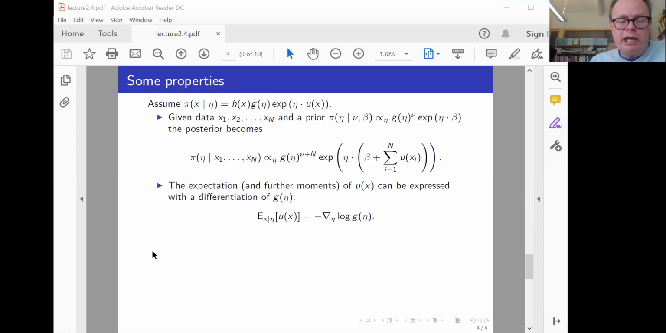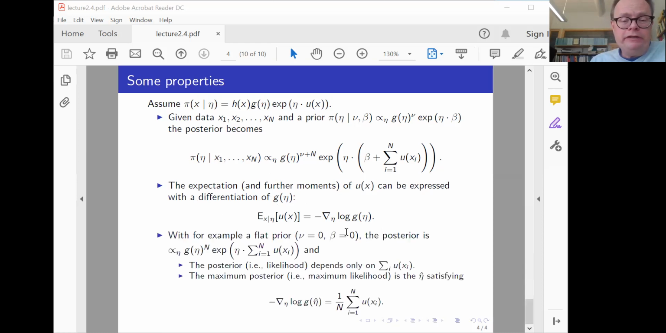For example, if x is this variable with this density, then u of x, this standardized function of x, its moments and expectations and further moments can be expressed by differentiation of this function here. So this is like a general formula. That means that for all exponential families, it's rather easy to find the moments, at least, of this function u of x.